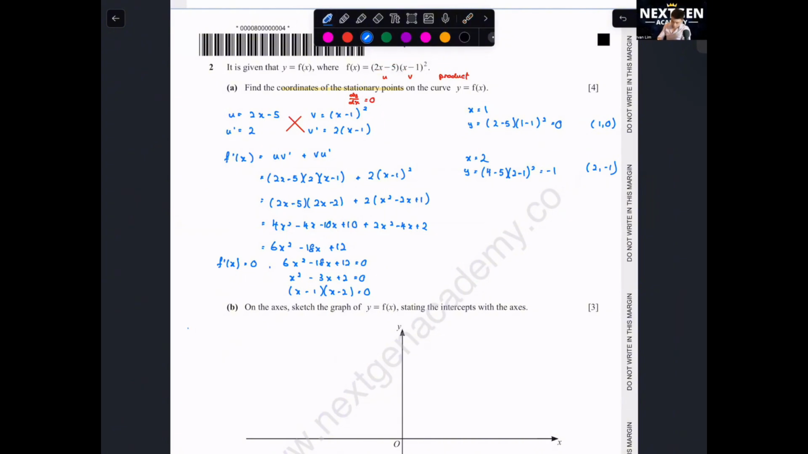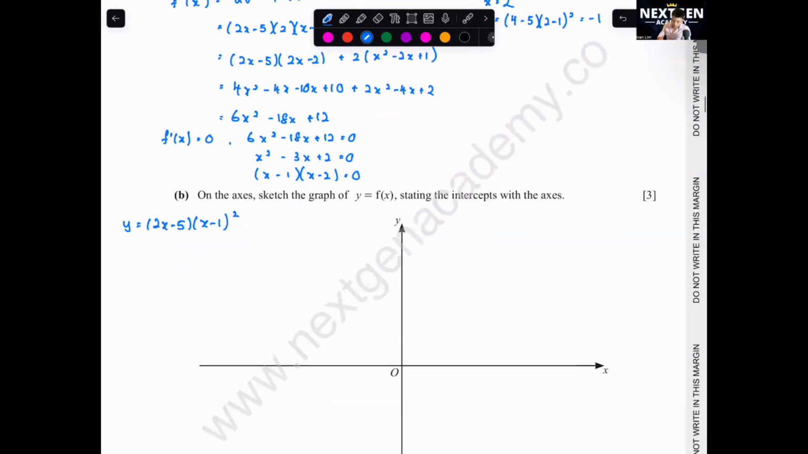So we need to be clear over here. (2x minus 5)(x minus 1) squared. Don't need to open up the bracket. Okay, so we will start by writing the SIM. What's the SIM method? Design teacher's acronym for any graph. We first need to determine the shape, what are the intercepts, then what is the maximum or minimum point. So shape: how does the shape of the graph look like?